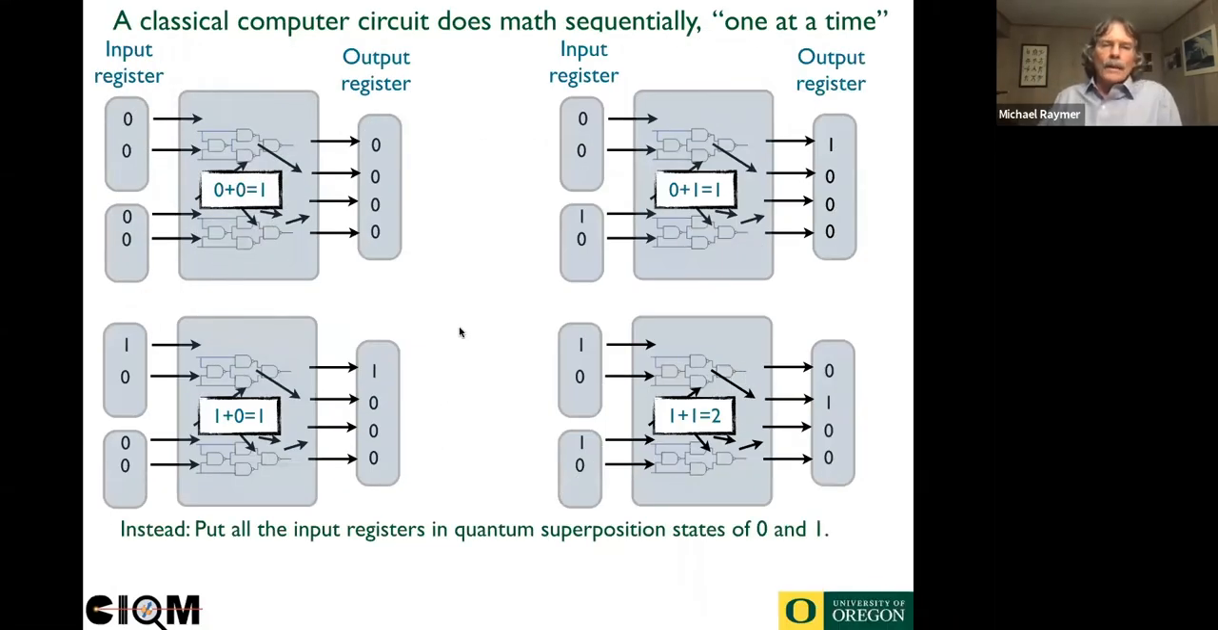So going back to the classical computer, any calculation can be done only one at a time. So if I want to add two numbers, like 0 plus 0, I have to put them in and get the answer. If I want to add one plus zero, I put it in and I get the answer. If I want to add one plus one equals two, I put them in, I get the answer. But I cannot do all these computations simultaneously if I have only one processor.